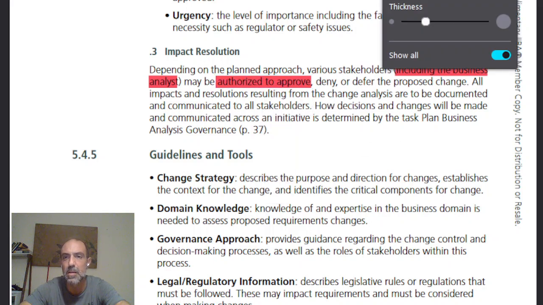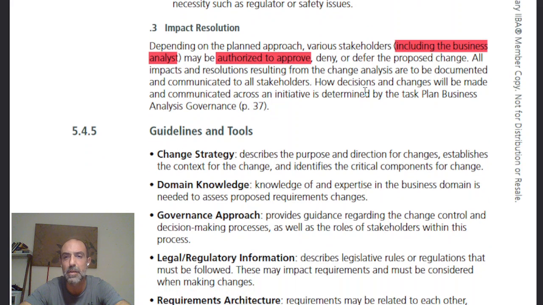Done. Look at this, baby. Finally, we have some power, right?